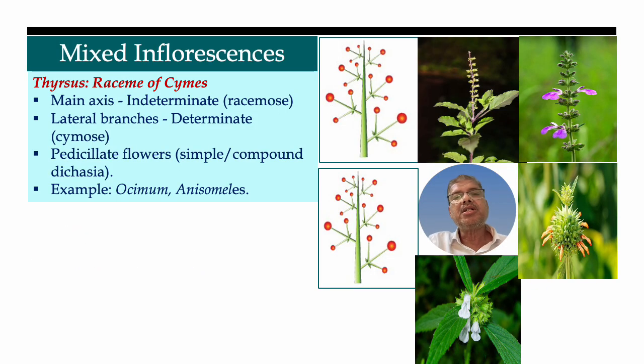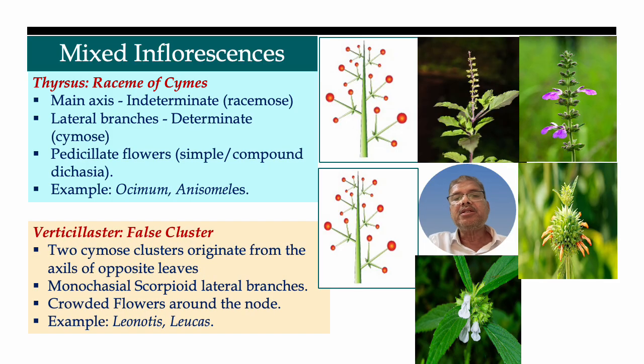The mixed inflorescences exhibit characteristics of both racemose and cymose types. Often the overall arrangement is racemose, but the individual clusters or branches within it are cymose. There are two types: one is thyrsus and the other is verticillaster. A thyrsus is a type of inflorescence, a cluster of flowers, characterized by a central indeterminate main axis and determinate lateral branches. Essentially, it is a raceme of cymes. This means the main stem continues to grow while the side branches have a limited growth period and produce flowers. Examples are Ocimum and Anisomeles.